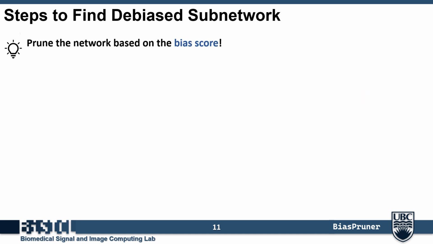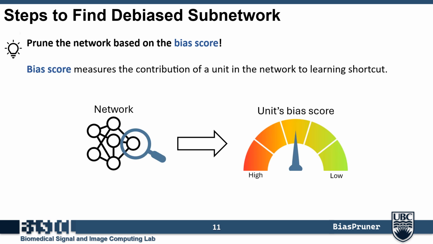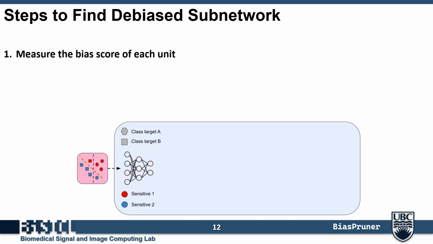How does BiasPruner form debiased subnetworks? As I mentioned earlier, we're going to prune the network units based on their bias scores. And for this, we propose the bias score as a measure of the contribution of each unit in the network to learning spurious correlations. Let's find out how to measure the bias score.